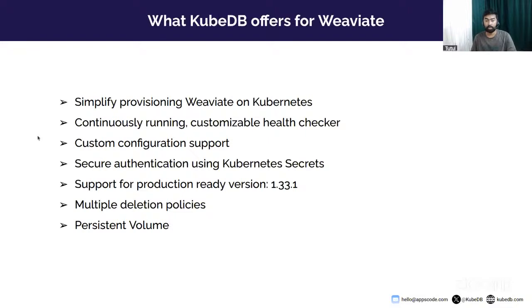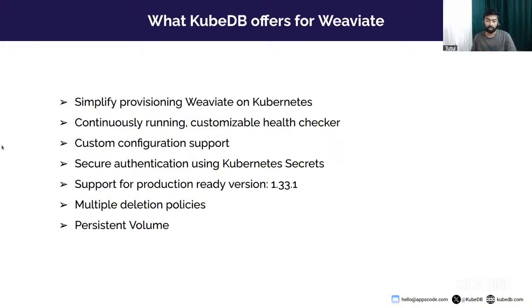What does KubeDB offer for Weaviate? With KubeDB, provisioning Weaviate becomes very simple. Instead of manually managing manifests, you can deploy a production-ready Weaviate cluster using a custom resource. KubeDB continuously monitors the health of Weaviate. The health checks are customizable, which helps detect failures early and maintain stability. KubeDB allows you to apply custom Weaviate configuration easily, so you can adjust DB behavior based on your application needs.